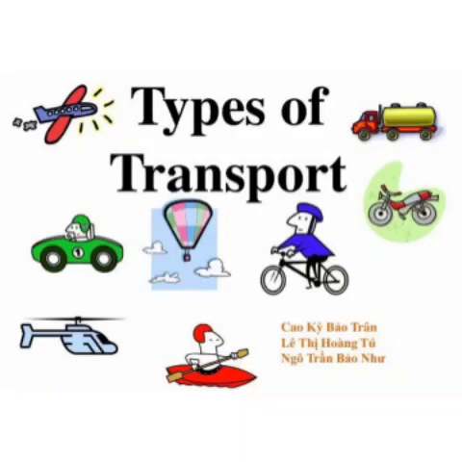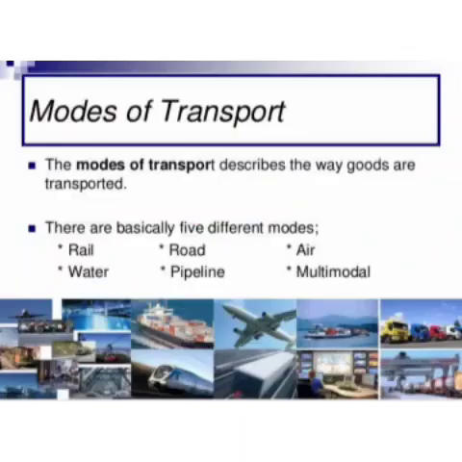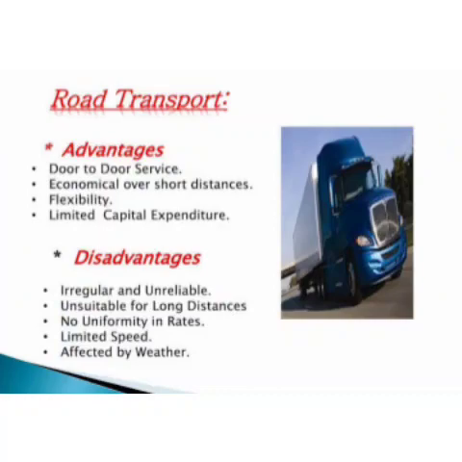Now there are some types of transport. The four major types of transport are roadways, railways, waterways, and airways. Now let's talk about the first type of transport, that is the roadways. Cities, towns and villages are connected by roads.